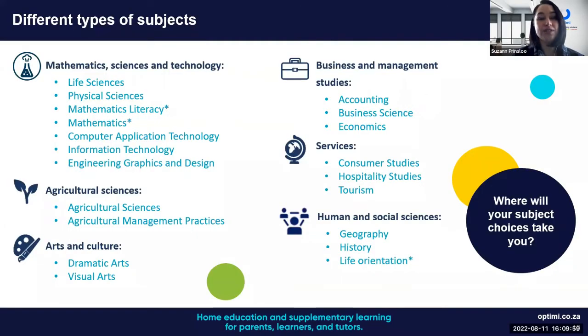So how do I choose which subjects? We've bundled the subjects together a little bit for the purpose of these presentations into various groupings. So it doesn't mean when we talk about business and management studies that the learner must take as their 3 elective subjects accounting, business, and economics. It just means those are the typical business and management studies subjects. Same for the services. In fact, you can't take something like consumer studies and hospitality studies together. The learner must choose between those two subjects if they're interested in that.